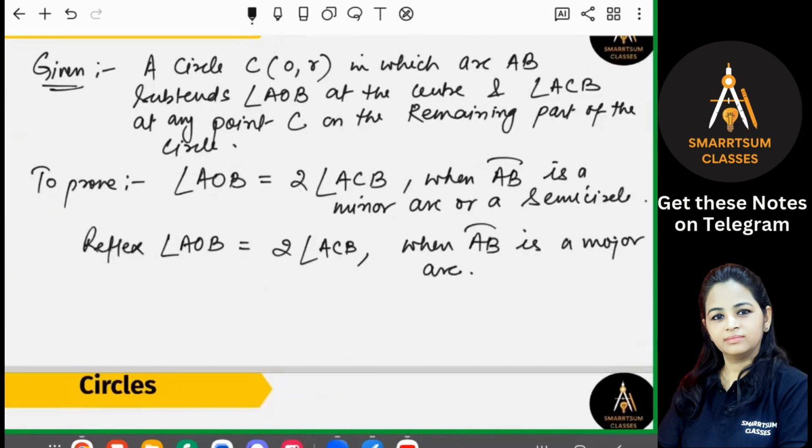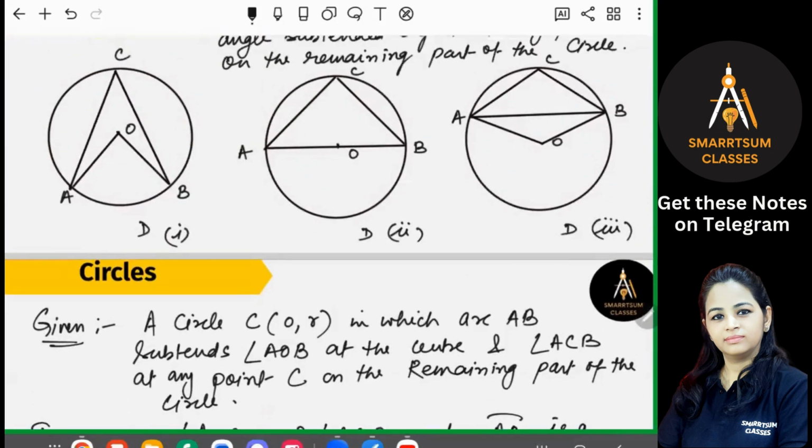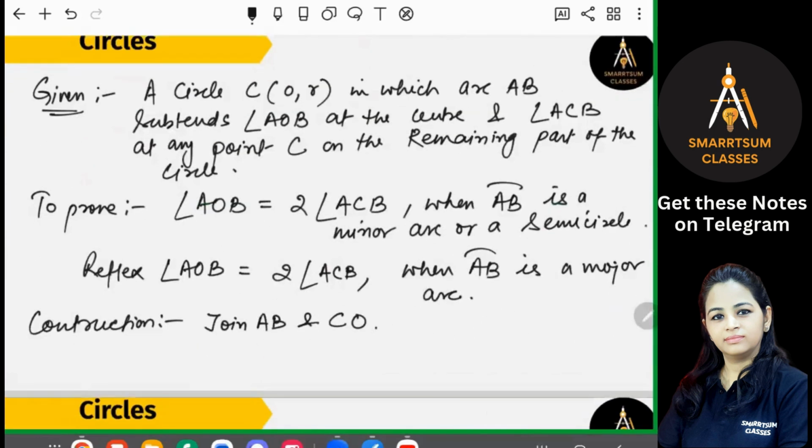Now, we will do some construction which will help us to prove this. What is the construction here? We will join AB and CO. I will tell you how to do that. And then we will produce CO to a point D outside the circle.